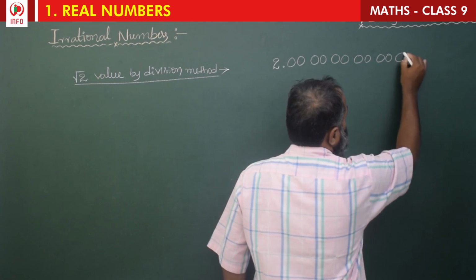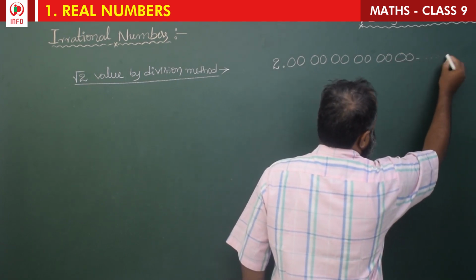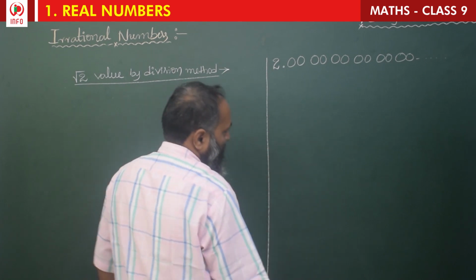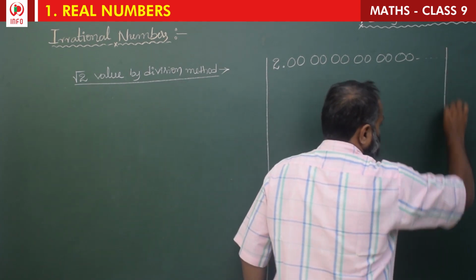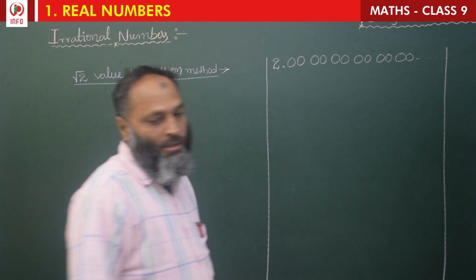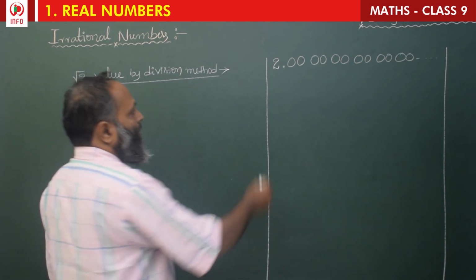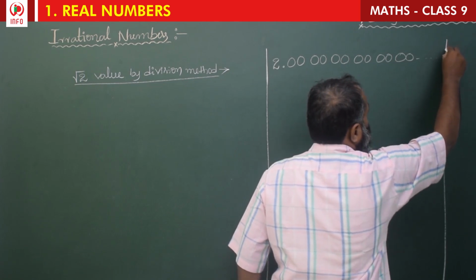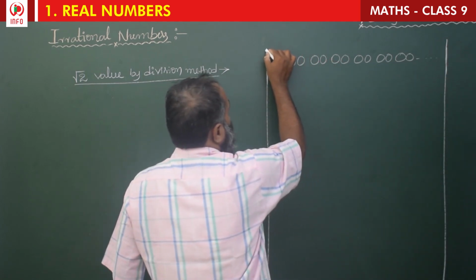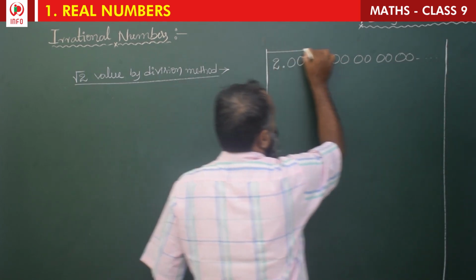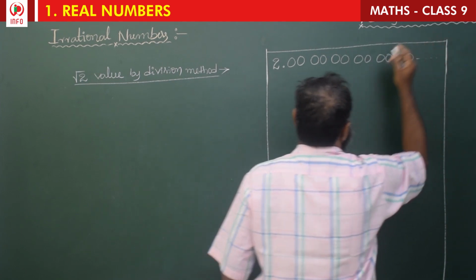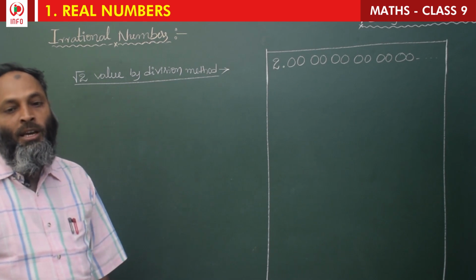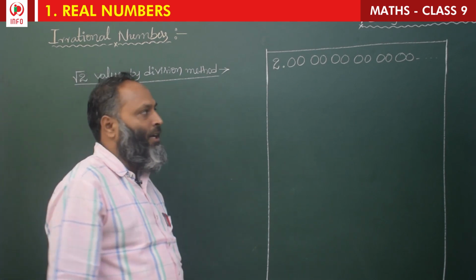We can take n number of zeros. Now this is for finding the square root. Draw one more line here like this. These zeros will continue infinite times.